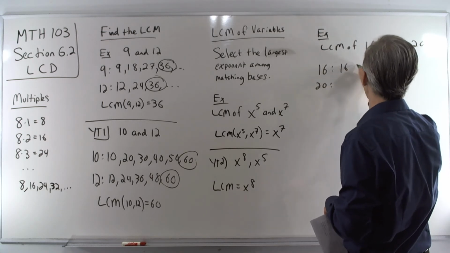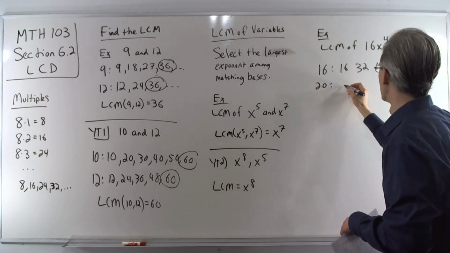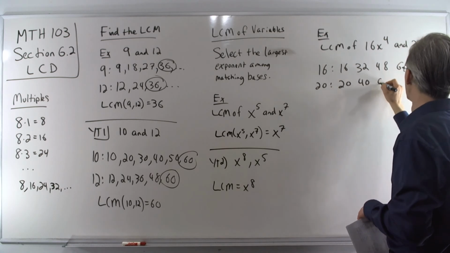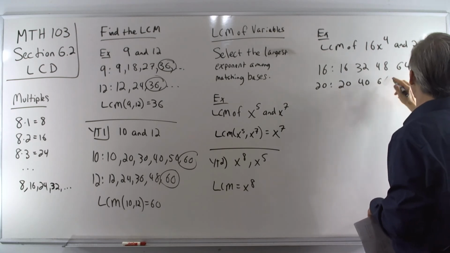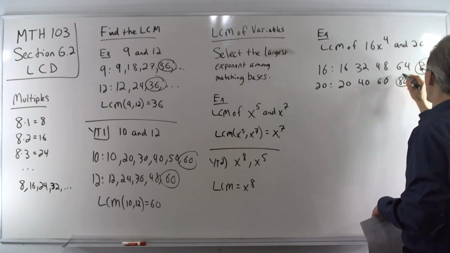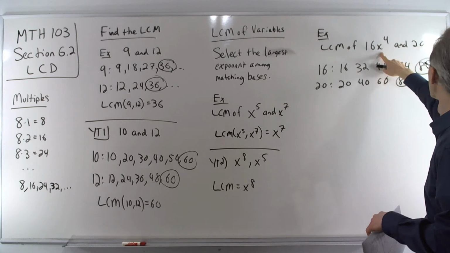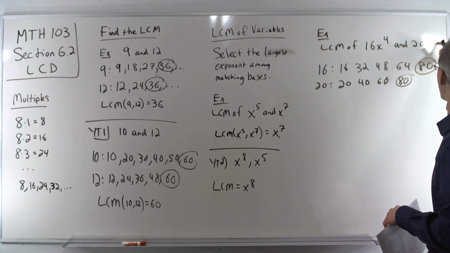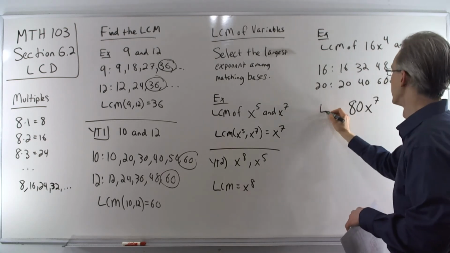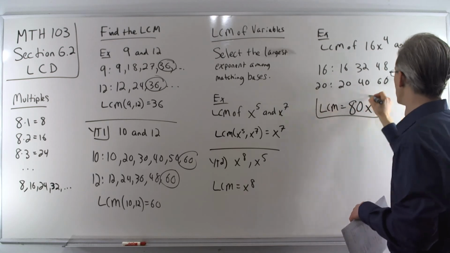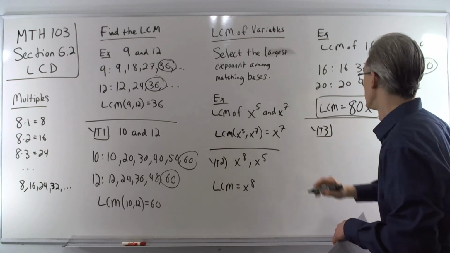Listing the multiples, you got 16, 32, 48, 64, and 80. And for 20, 20, 40, 60, oh, I messed up. Get rid of that, 60 and 80. And the first match is 80. So the LCM of 16 and 20 is 80. All right, now we'll go on to the variable parts. Select the larger of the two exponents. 7 is larger. So that makes the LCM 80, x to the 7th power. Your turn, number 3.